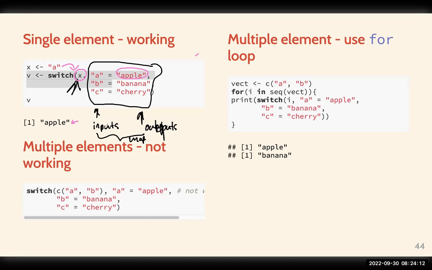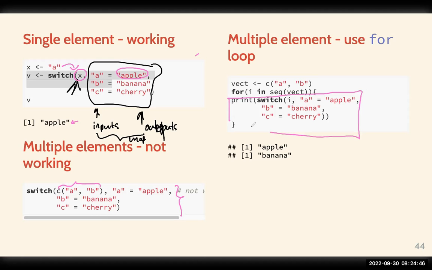Switch condition operates only on a single element. If you pass multiple elements, for example, as you see here, you won't get any outputs. So this code is not working. Here I pass a vector which contains two elements. If you want to loop through a set of elements, you have to use a for loop.